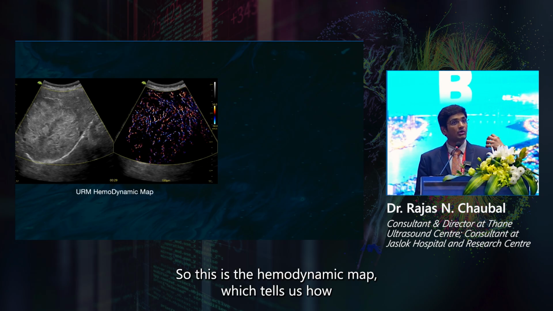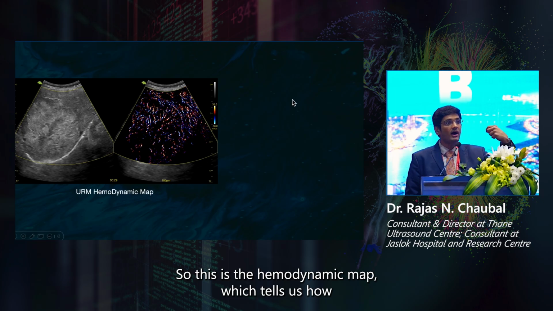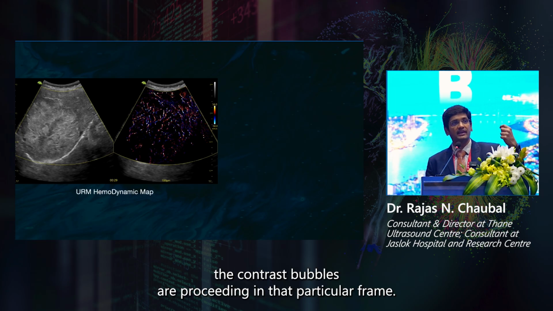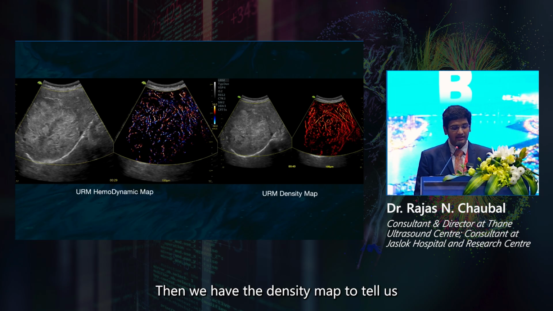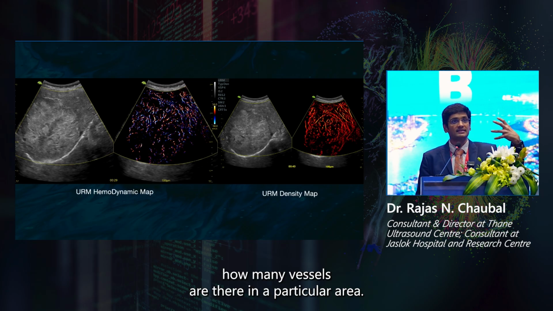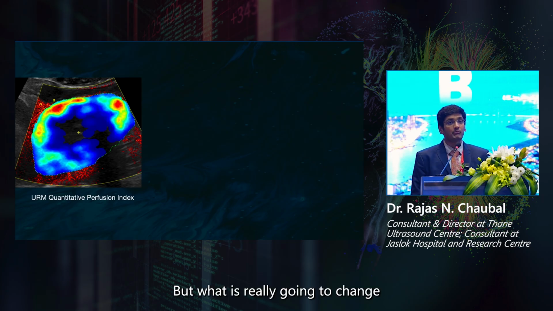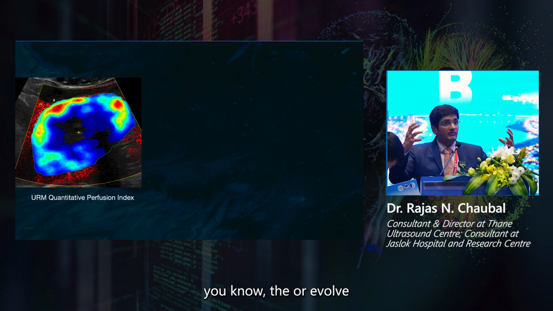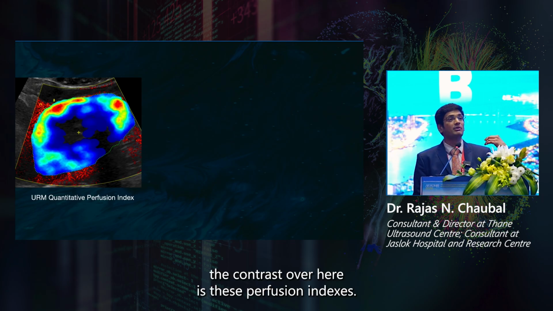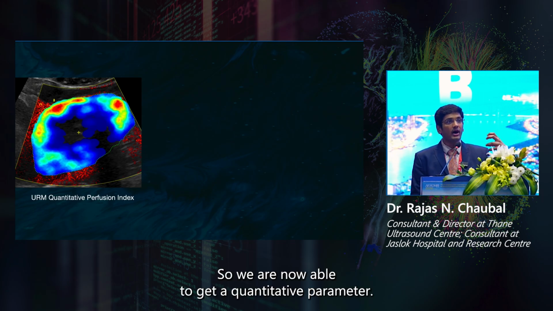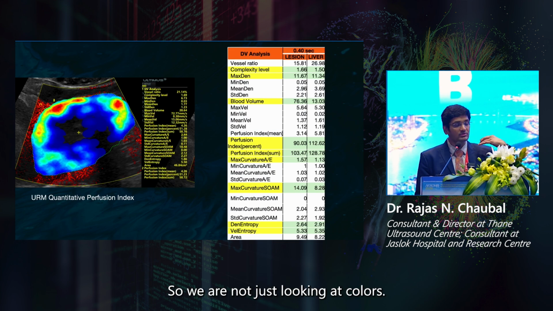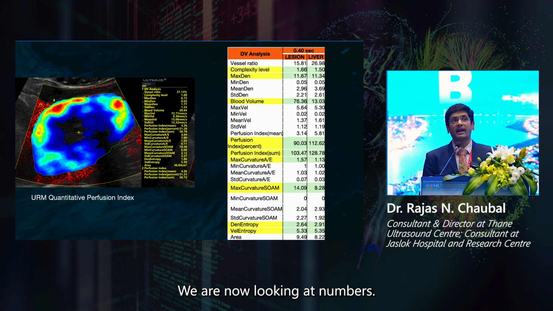So this is the hemodynamic map, which tells us how the contrast bubbles are proceeding in that particular frame. Then we have the density map to tell us how many vessels are there in a particular area. But what is really going to change or evolve the contrast over here is these perfusion indices, right? So we are now able to get a quantitative parameter, right? So we are not just looking at colors, we are now looking at numbers.